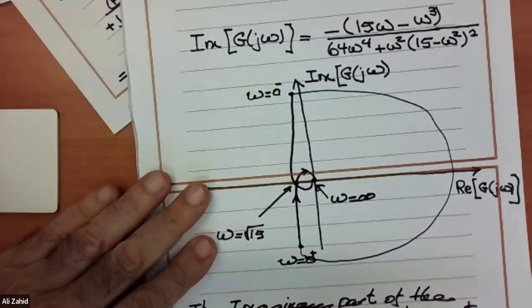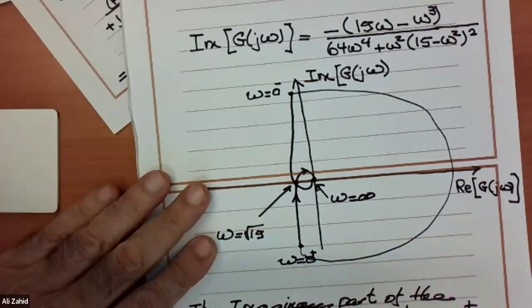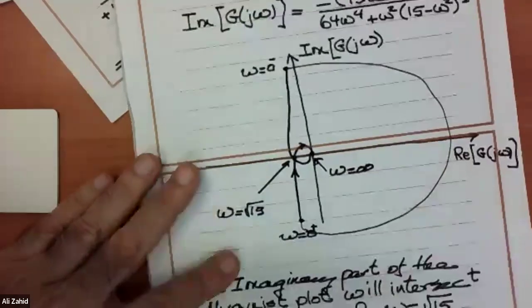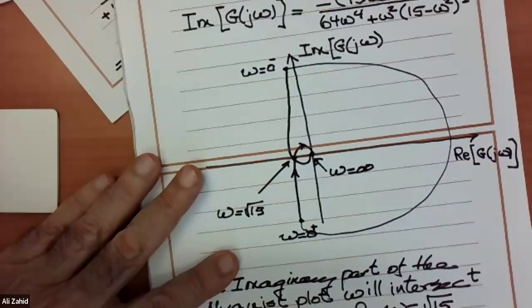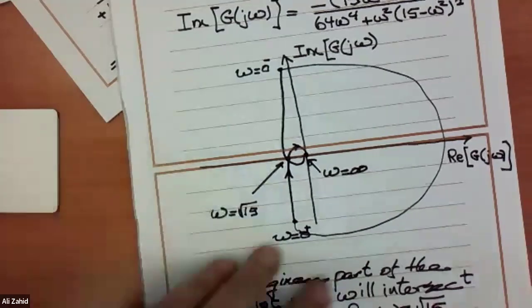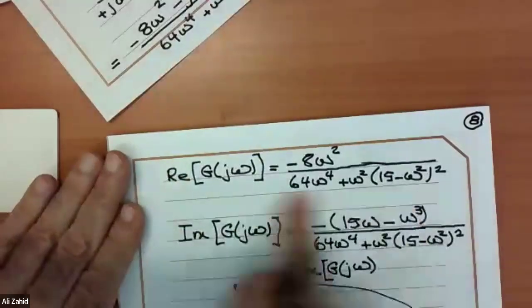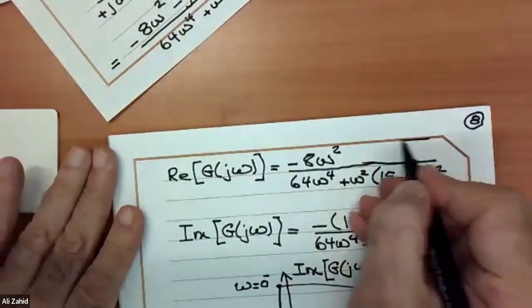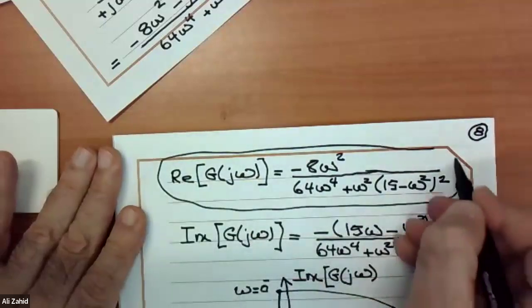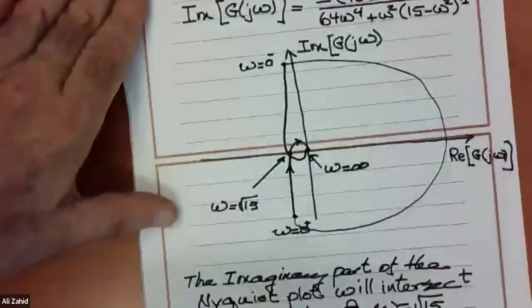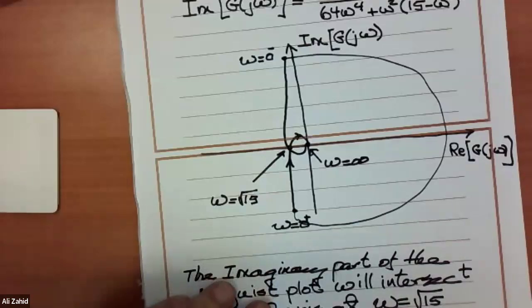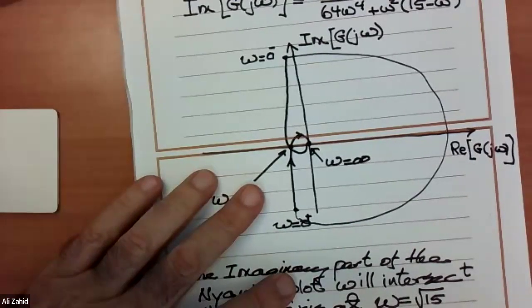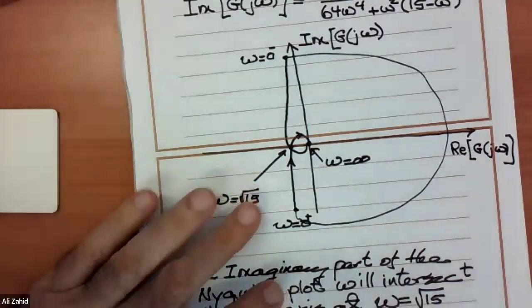Substitute omega equal to what? Square root of 15 in the real part of what? G of j omega. Where is the real part? This part. Did you get it? Yes. This one. You plug in omega equal to square root of 15. You follow me or not? You will get this one. Right. Clear?